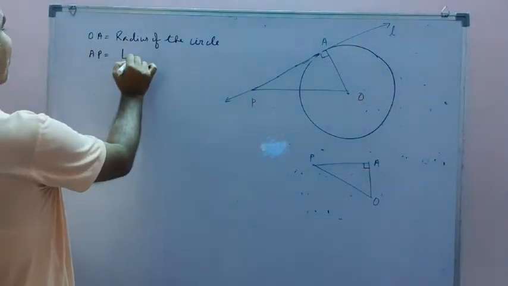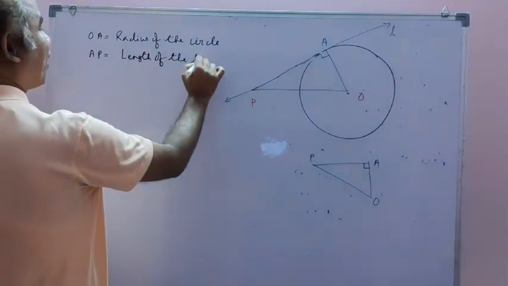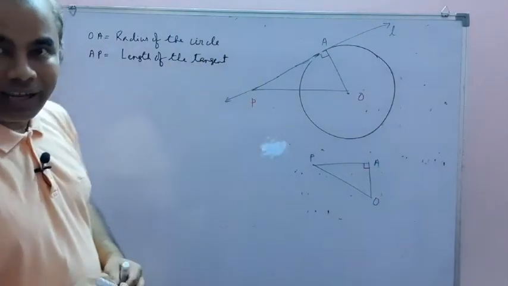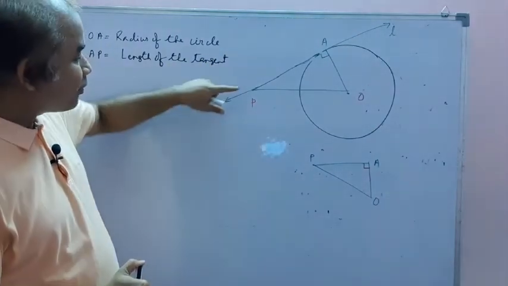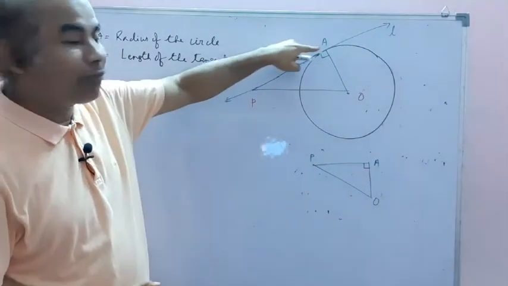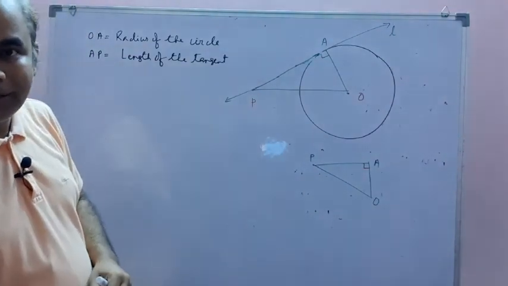Length of the tangent. So one side is length of the tangent. Tangent is a line, it has no length. But when you draw a tangent from an exterior point, then from that point to the point of contact, whatever the distance is there, that is called the length of tangent.